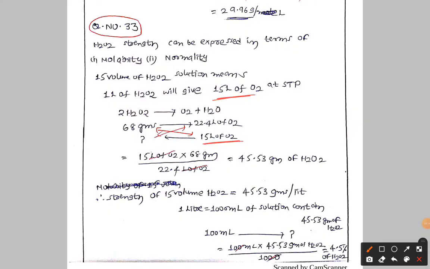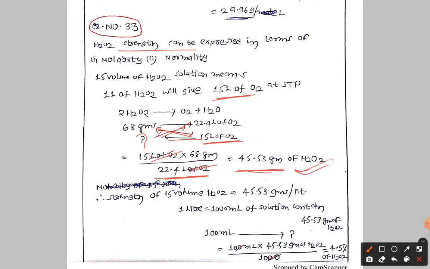15 liters of oxygen. How much do we need? If you go for the cross multiplication here, liters of oxygen get cancelled. We are left with how much here? 45.53 grams of hydrogen peroxide. Okay, here we already came to know the strength. So 45.5 grams present in 1 liter.